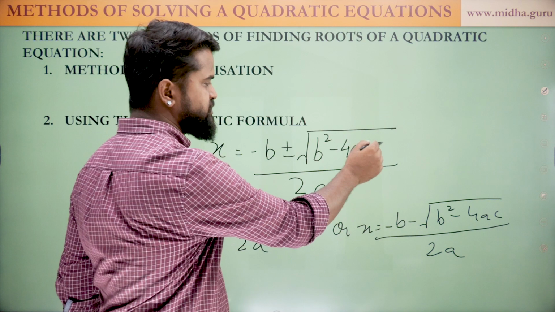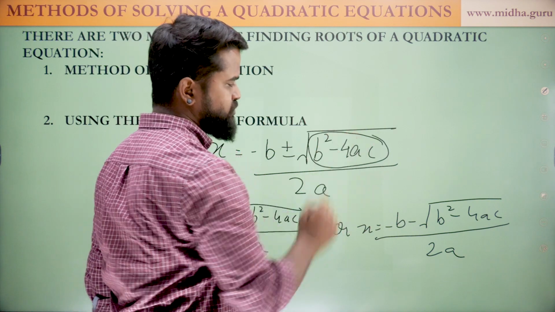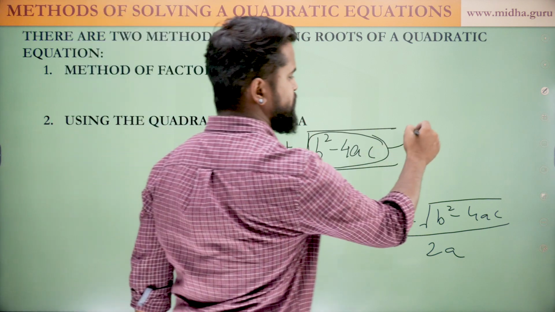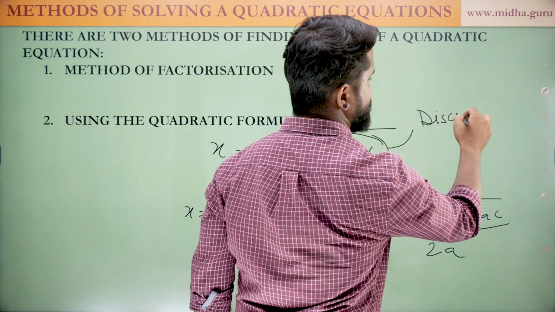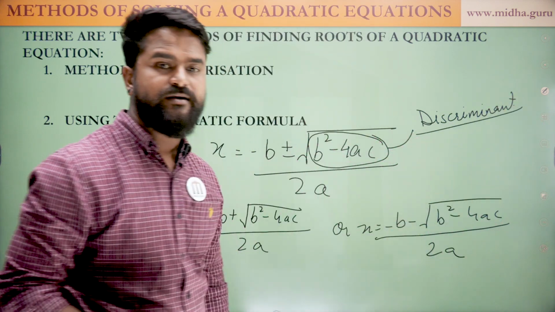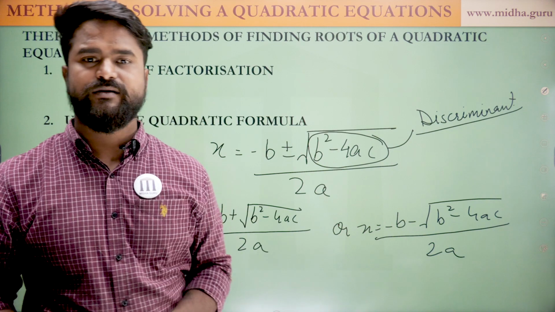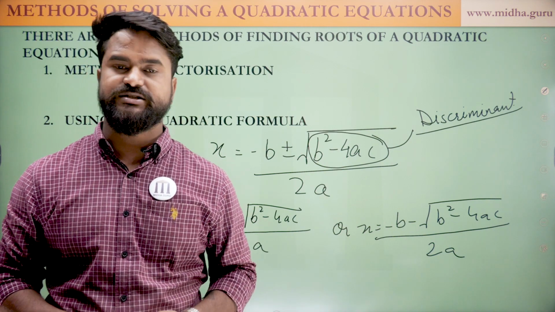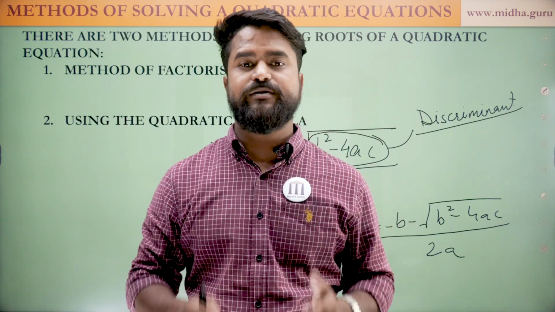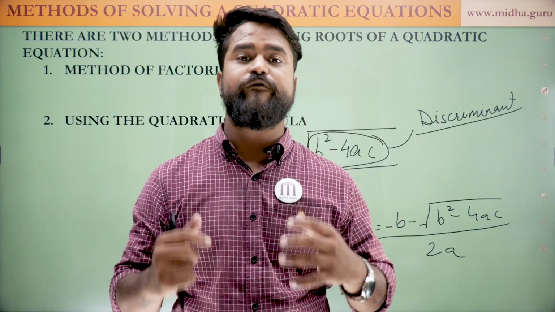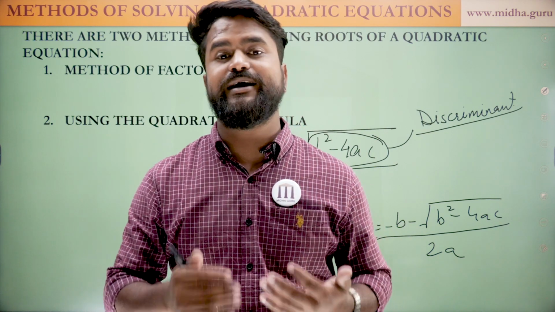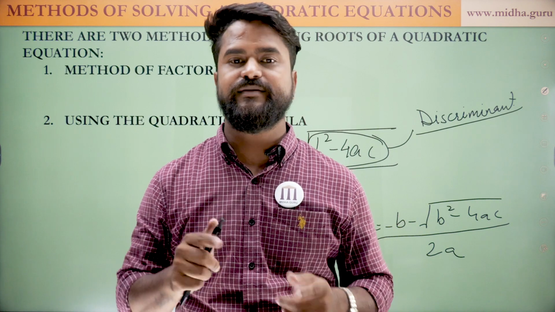Now you may be seeing this term that is inside the square root. It is the same in both the solutions, and we call this the discriminant of the quadratic equation. So what is this discriminant and what use is it to us? Let us try and understand how a discriminant helps us to understand the nature of the roots of the quadratic equation without actually solving the quadratic equation itself. So let's get into it.